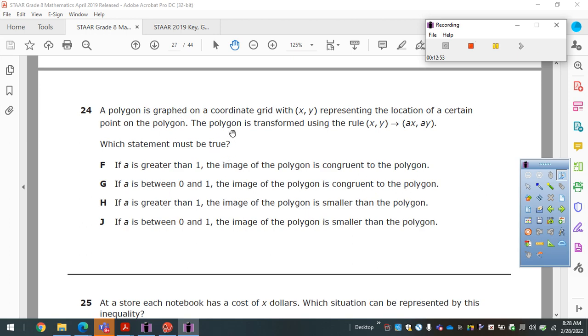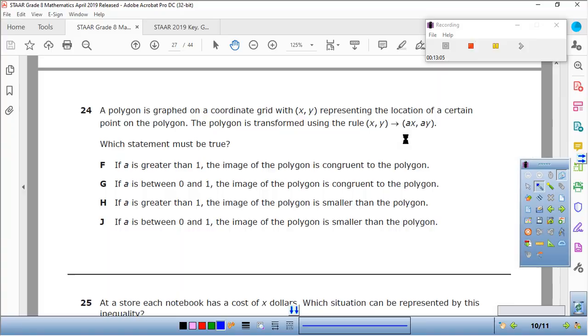All right, on this one right here, what do I see automatically? What does this one look like? Dilation. How do you know it's dilation? It's multiplication. So here's x and here's ax. When you have an a by the x, it means you're multiplying the a and the x. So you got to identify that. I identify it as getting dilated by a, and it's going to get bigger or it's going to get smaller. The polygon is graphed in the coordinate grid, xy representing the location of a certain point on the polygon. The polygon is transformed by using this rule, which means dilation.